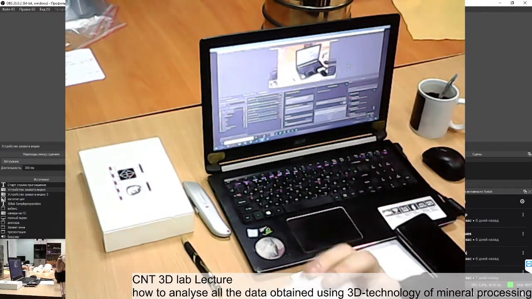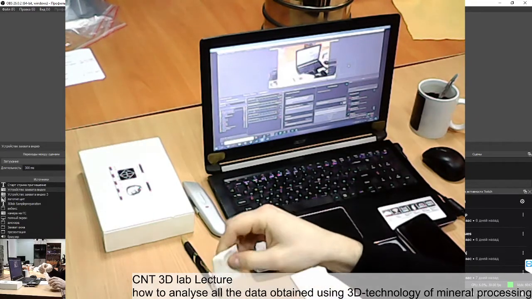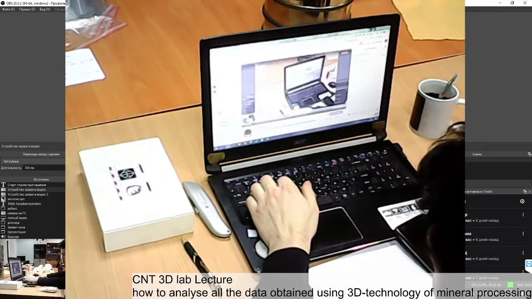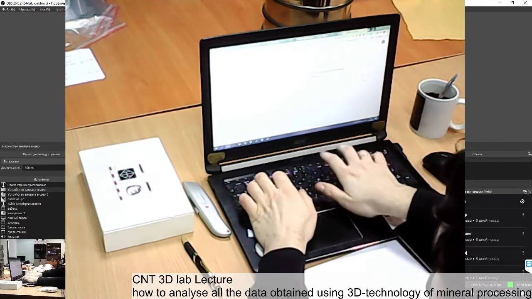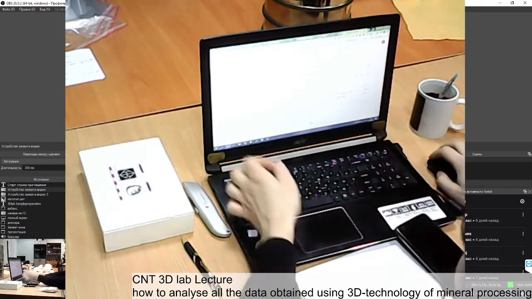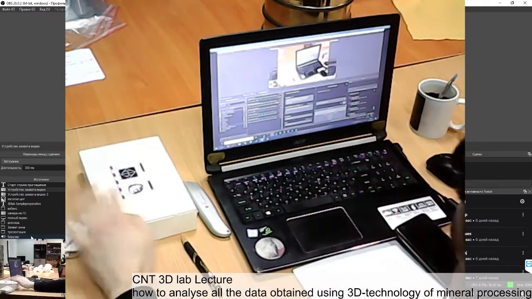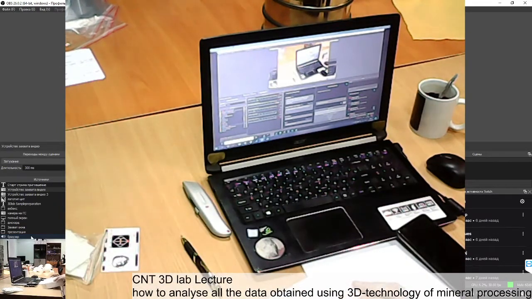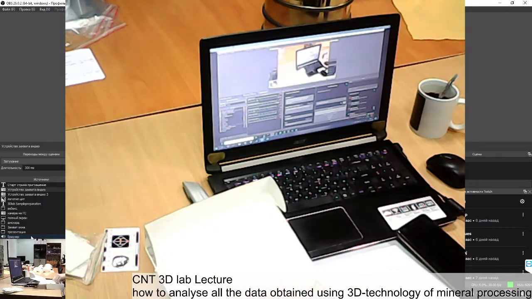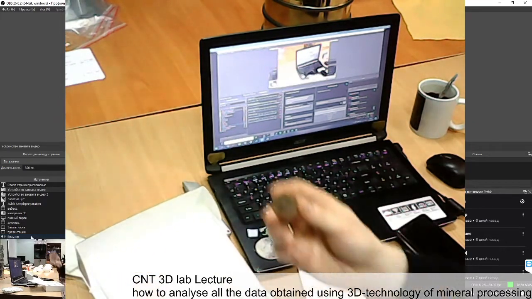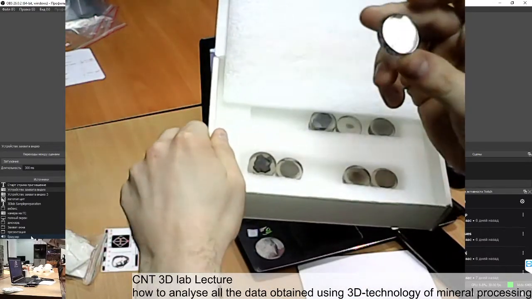So we packed them in a special thin paper envelope. Yeah, envelopes. But mostly we make special tablets, polished thin sections. It looks like this one, and we really have a lot of them.